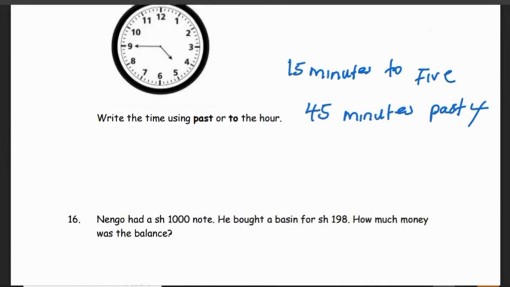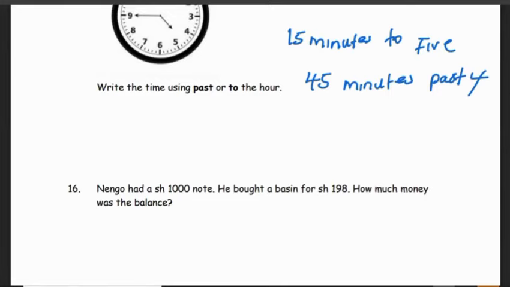Let's go to the next question. Nego had a 1,000 shilling note. He bought a basin for 198 shillings. How much money was the balance? So Nego had 1,000 shillings and he bought a basin for 198. What will be the remaining balance?